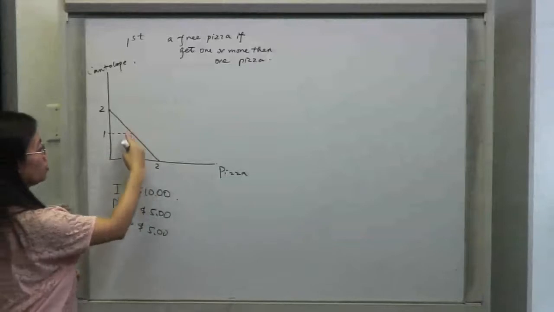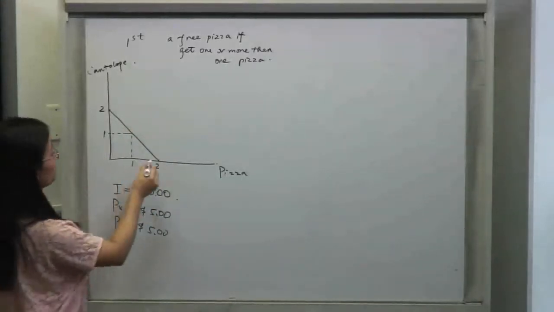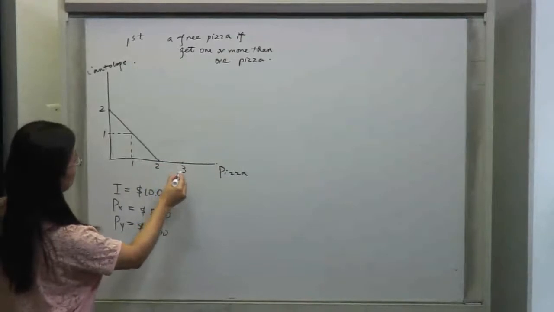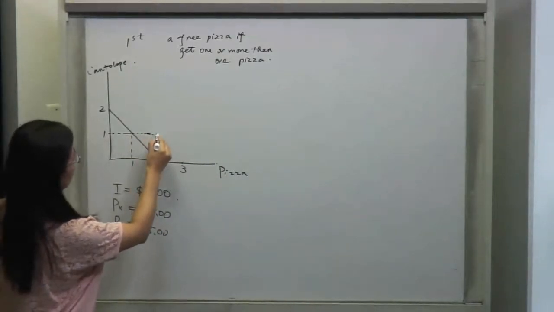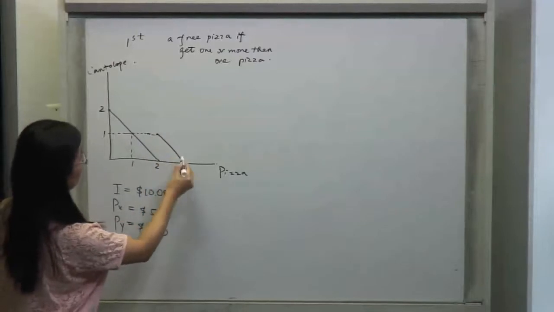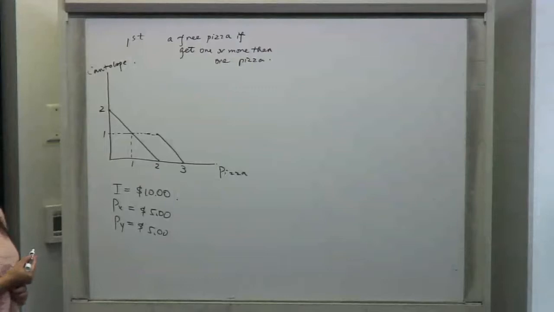So from there it would go out to three. Go out to three and two. So cantaloupe is still at two, but pizza's at three. So there's a point here. Yes. So what does the new budget constraint line include? What does it consist of?